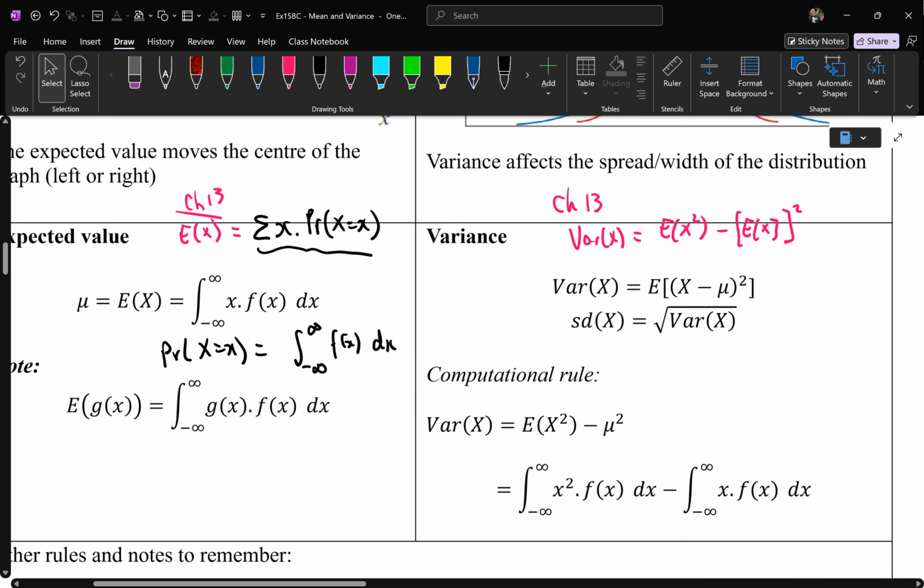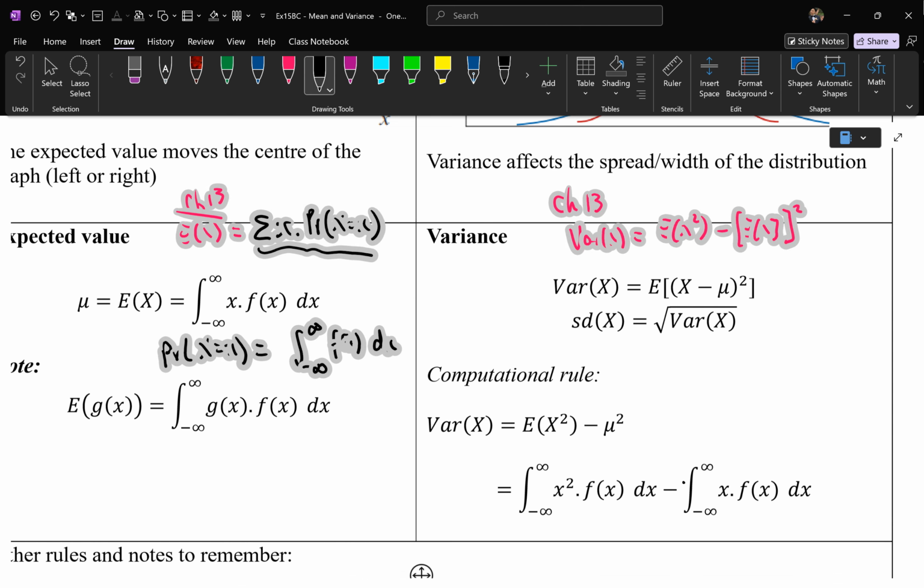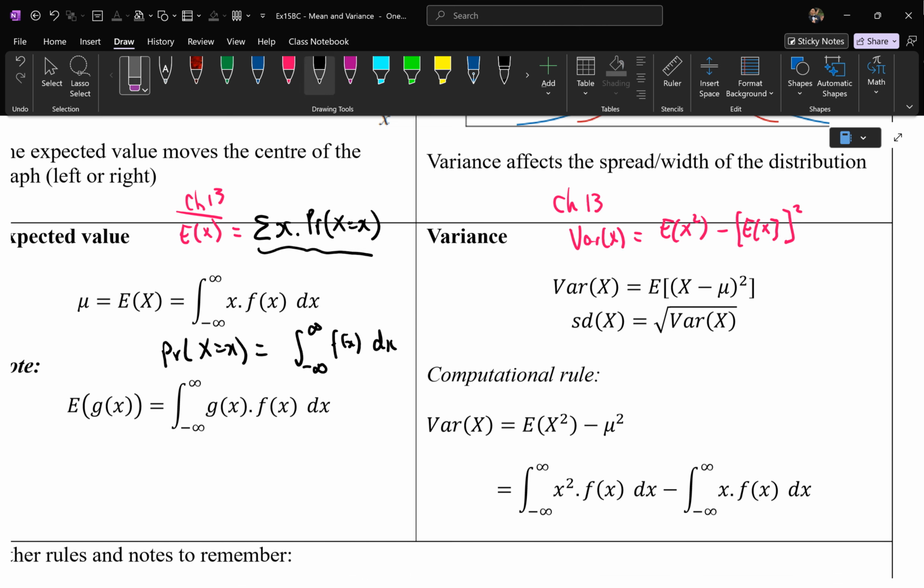Okay, so did I put a square there? No, I didn't put a square there. Pretty sure there should be a square on this one here. I must have forgotten to put a square on that one there. Okay, so this one is your expected value, and you got to square that. Same idea. So whatever you do for chapter 13, you do the same for chapter 15.